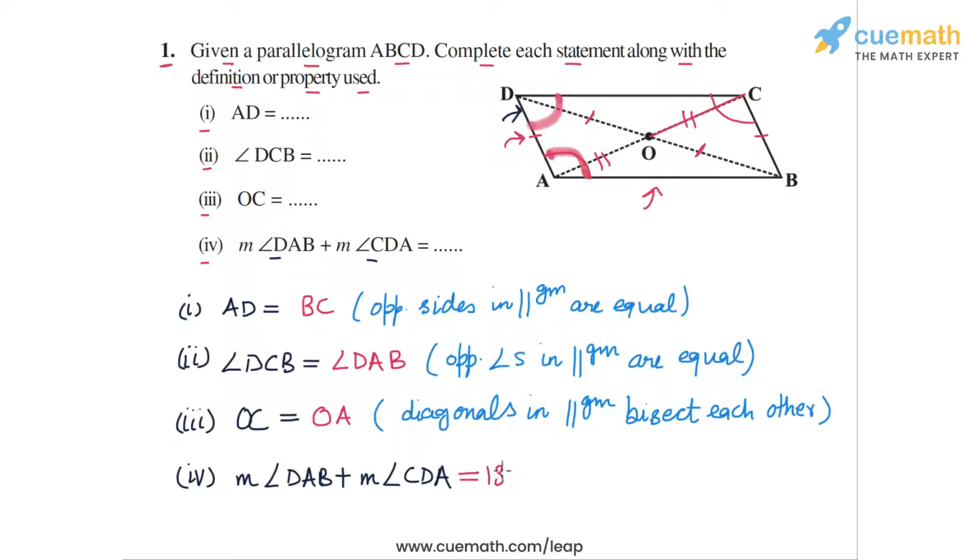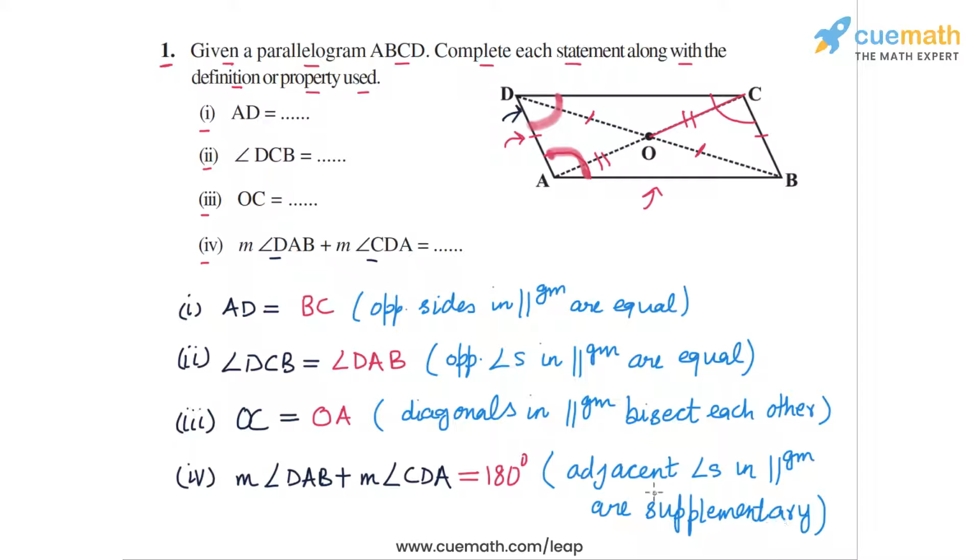So the statement can be completed as 180 degrees, and the reason can be stated as adjacent angles in a parallelogram are supplementary. Their sum is 180 degrees. So that's the reason for statement 4. And with this, we have completed question number 1.